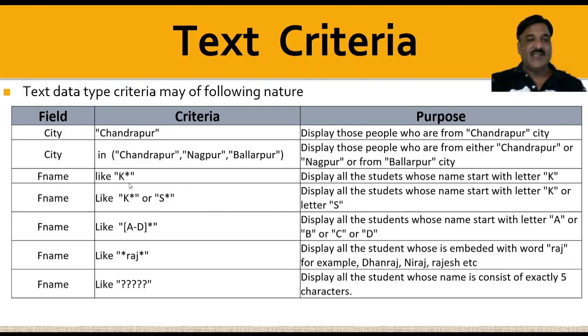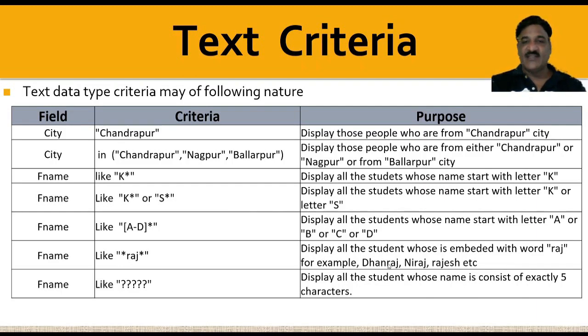Then F name like K star, all the students whose name starts with K, or you can specify like K star or S star. It means all the students whose name starts with either letter K or S. Then like A-D star, it means all the students whose name starts with either letter A or B or C or D. Then star Raj star, it means to display all those names which have Raj embedded within the name. Display all the students where the Raj has been embedded. You may get the result something like Dhanraj, Neeraj, Rajesh, etc.